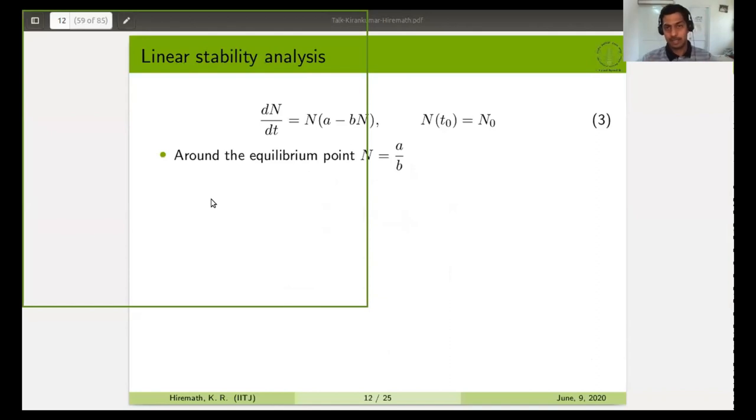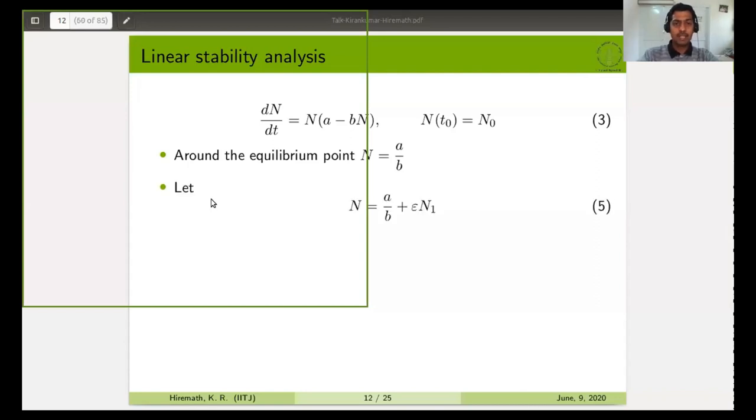There is a systematic way of doing this. It's called linear stability analysis. This is important for electrical and mechanical engineering students, and students who will be doing robotics. So what is this linear stability analysis? First we find the equilibrium points of the system, and then we choose one of them. Let us choose here A by B.